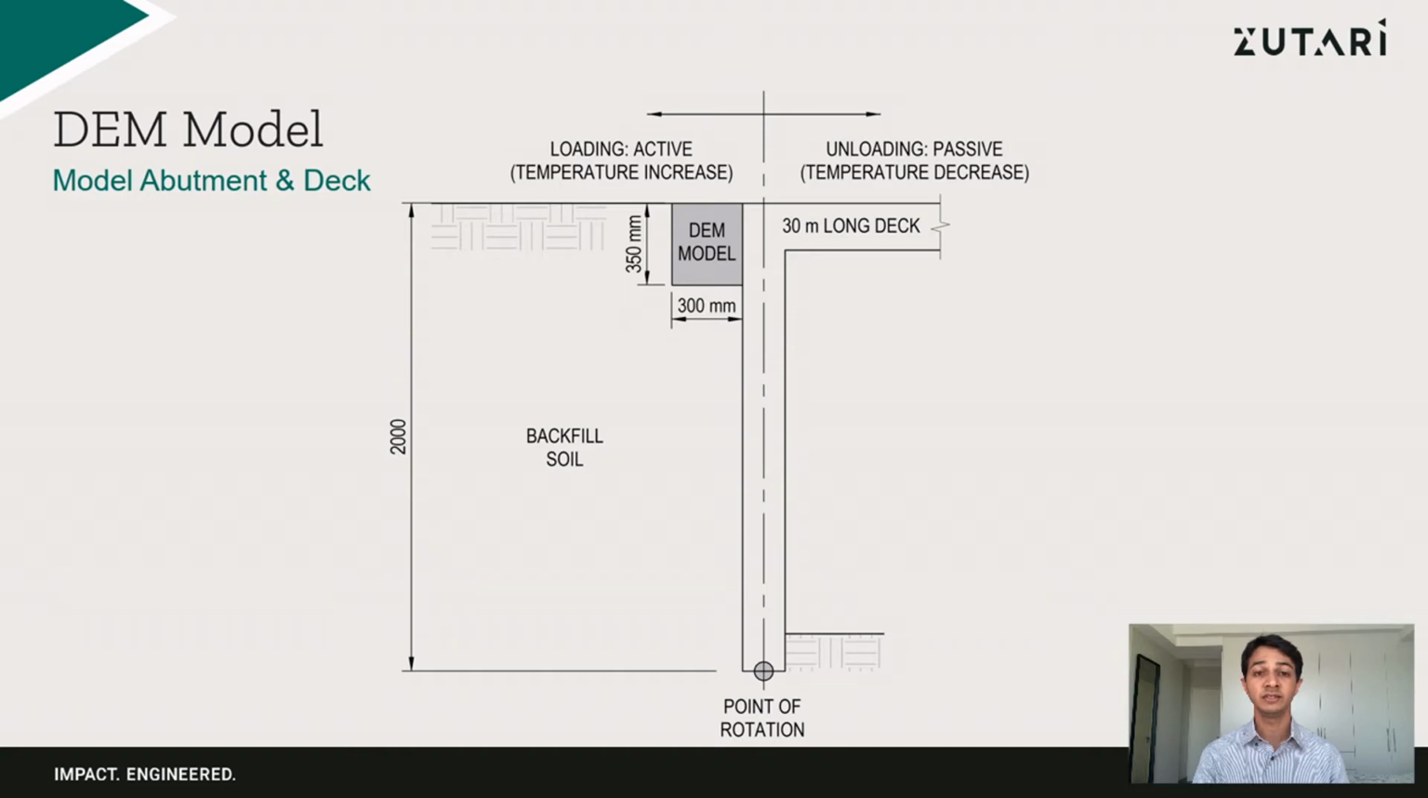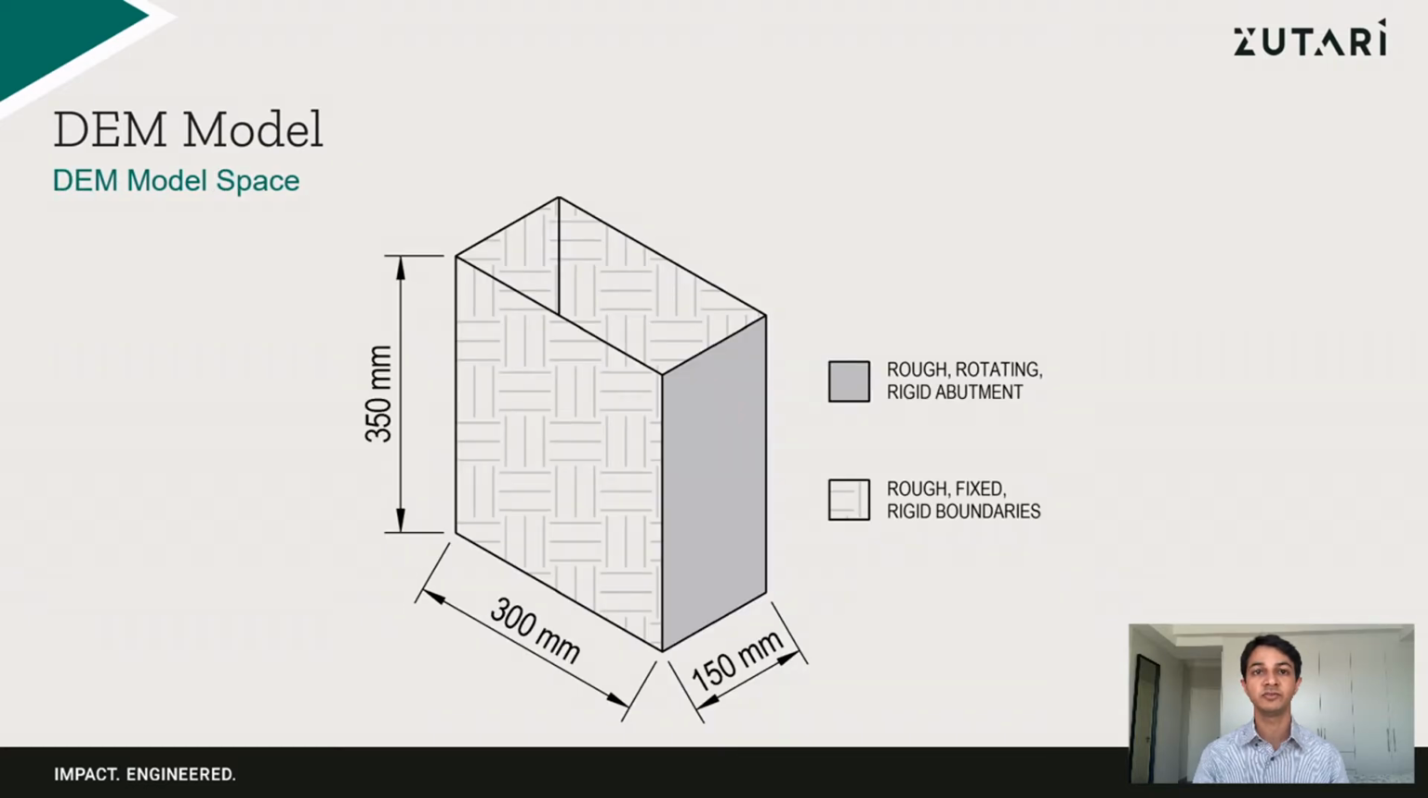This included a 30-meter long deck with a 2-meter high abutment which could rotate about its base. A portion of the backfill adjacent to the abutment was modeled for the simulations. A 350 by 300 by 150 millimeter box was used. The box was filled with particles and the abutment wall was rotated 25 times towards and away from the backfill soil.